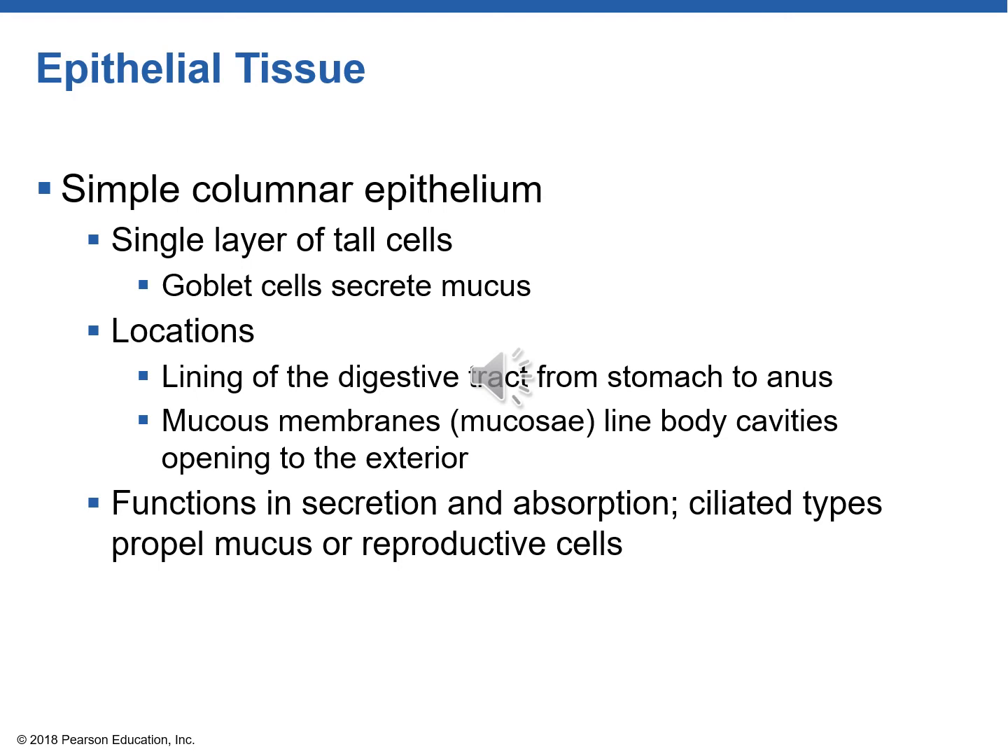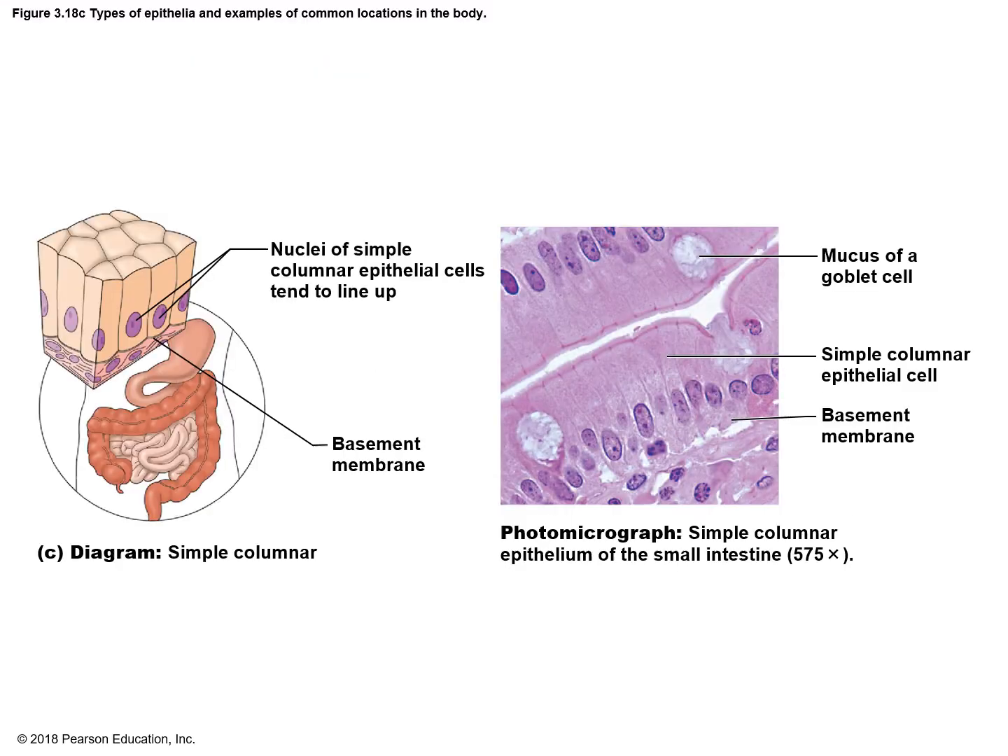They have some functions in absorption, like I said. They also function to secrete things as well. And some of them have cilia. Some simple columnar epithelium have cilia, which we know that ciliated cells are able to beat or whip along any liquids that are above them.